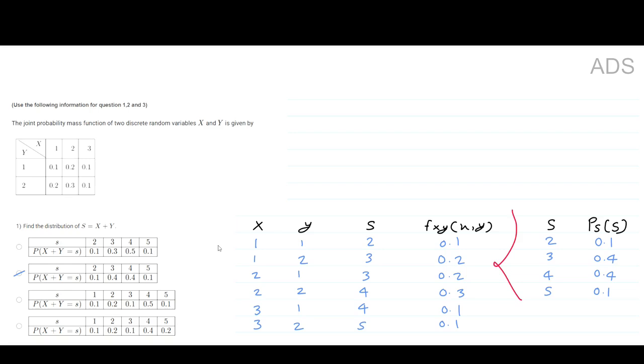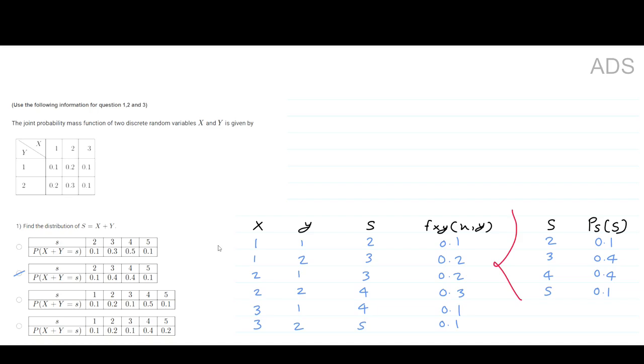From the resulting values of s, let us pick the unique values of s and make the distribution. The range of s is going to be 2, 3, 4 and 5 with the probabilities 0.1, 0.4, 0.4 and 0.1 respectively. Now, let us understand how the probability of 2 is 0.1, for 3 it is 0.4 and so on. Since there is only one pair of x and y which has the value of s as 2, and the joint PMF associated with it is 0.1, the probability of s equal to 2 is also going to be 0.1.